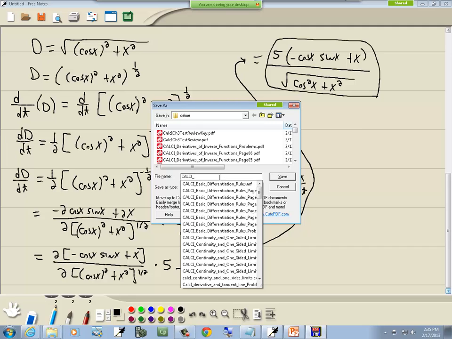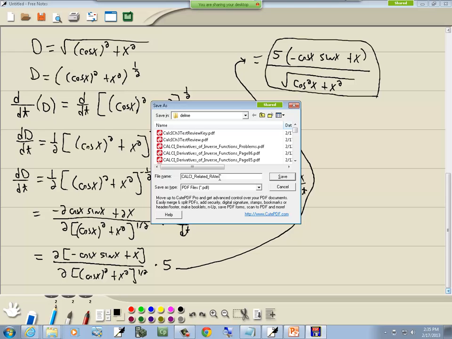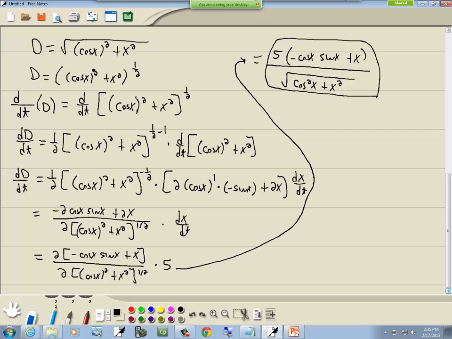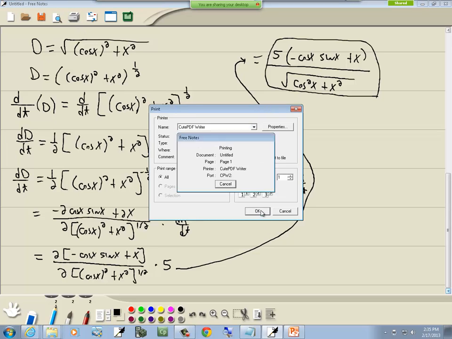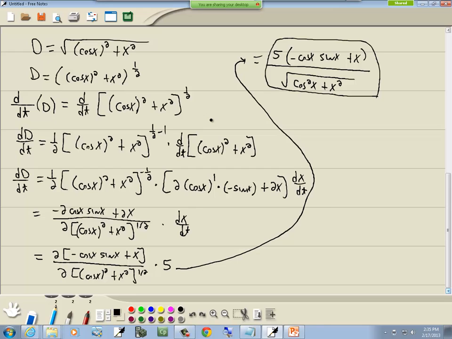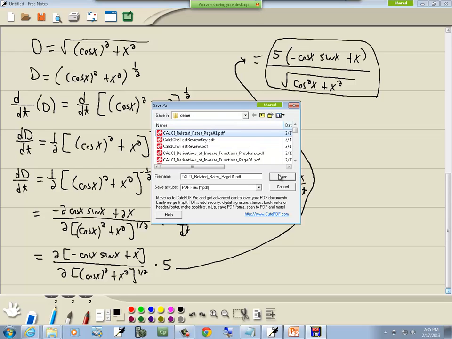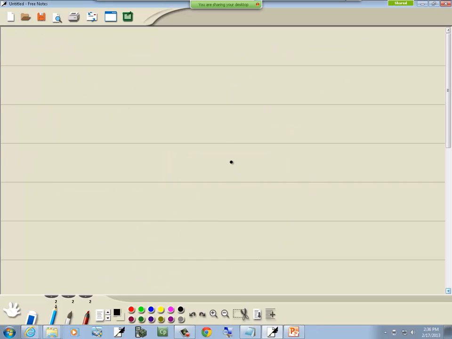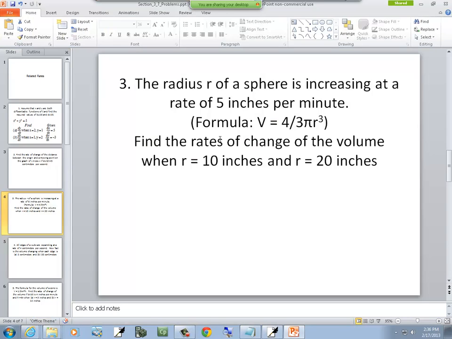Calc 1, related rates, page 01.pdf. There we go. That's a bizarre message. Let me save it again. I don't think it has anything to do with the error message that popped up. Yeah, it looks like I got that there. Okay. I was having a little bit of trouble earlier with the equation editor, and it was probably still running, and finally gave up the ghost and died off.